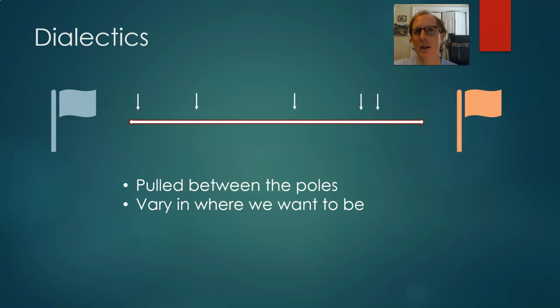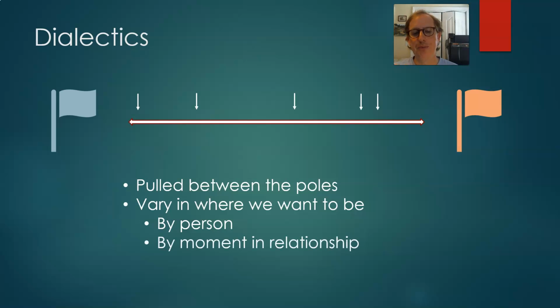And we're going to vary in where we want to be. That variance is by person. Some of us naturally want to be more toward the blue, more toward the orange, and we'll talk about what those flags represent in a moment. Some of us just naturally want in relationships more of one thing than another. But also within our relationships, even if you really like one thing, or have a certain need, periodically you'll find you have another need. Not all the time, but you really like this one thing, except every once in a while you don't.